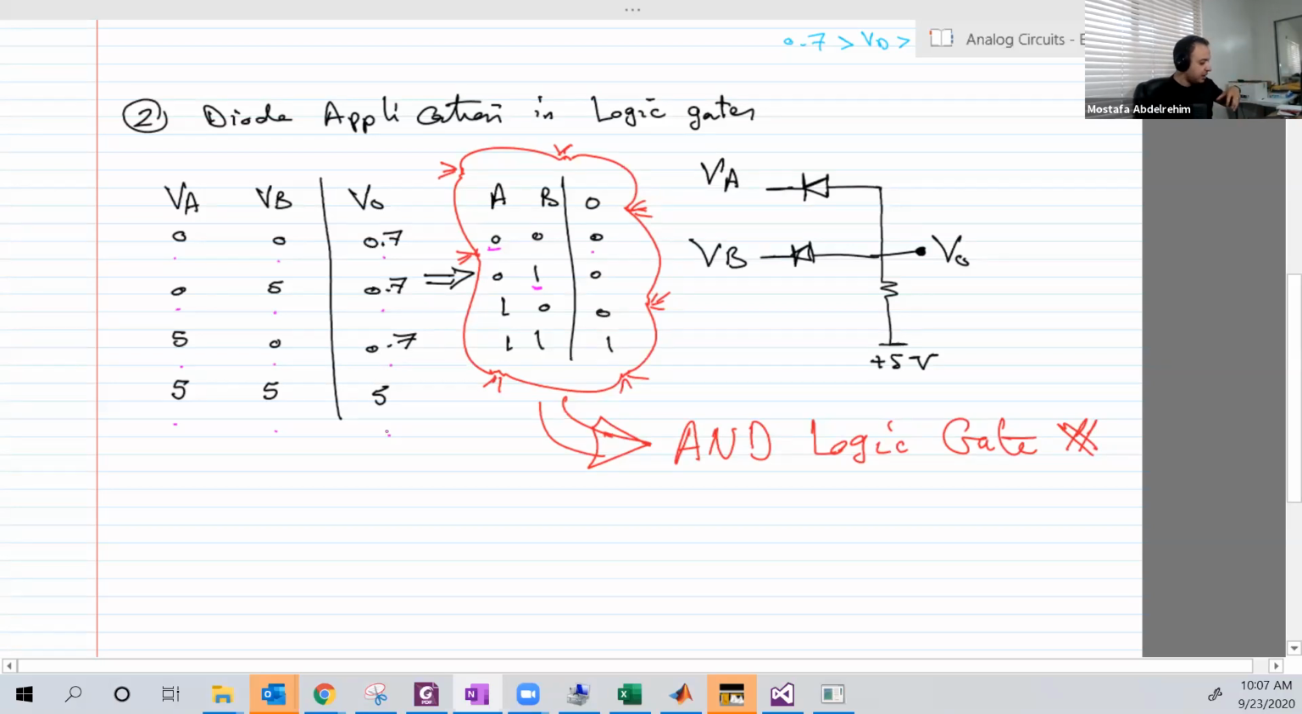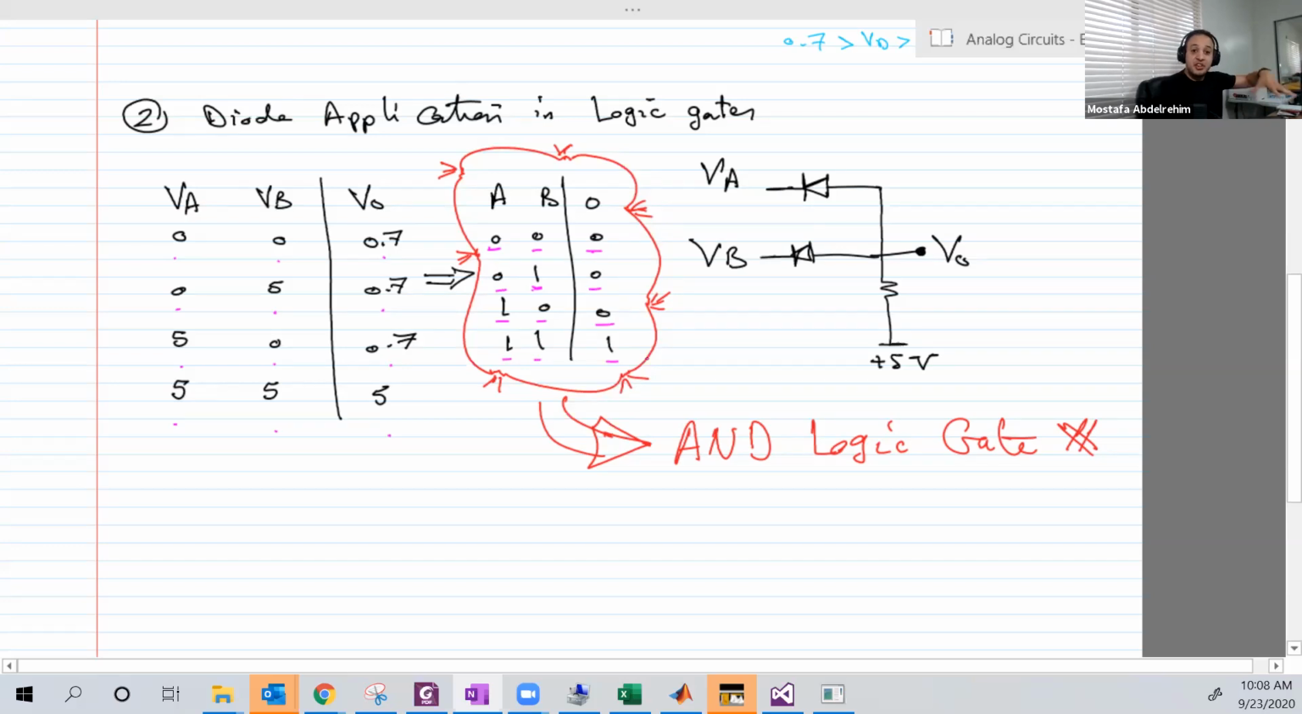So if we put symbols for all these voltages, we have 0, 0 will give us 0. Low, low will give us low voltage. Low, high will give us low again. High, low will give us low again. High, high will give us high.